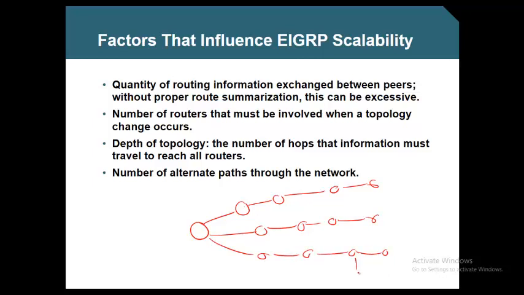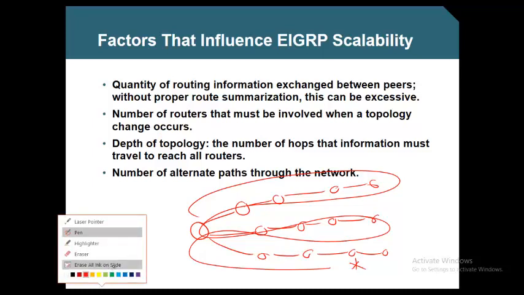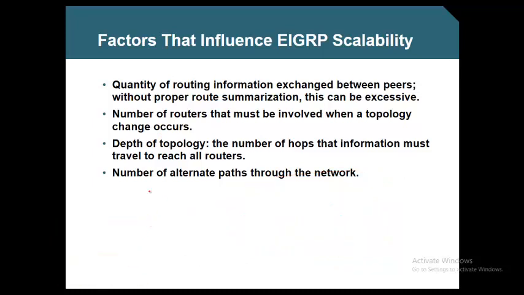So when there is a small change happening in this link, it will go to everyone, and all the devices connected to all these routers. This is not acceptable because it is going to increase the bandwidth and CPU consumption, etc. This is going to decrease the efficiency of our network. The quantity of routing information exchanged between the peers needs to be reduced. For that, we need route summarization.